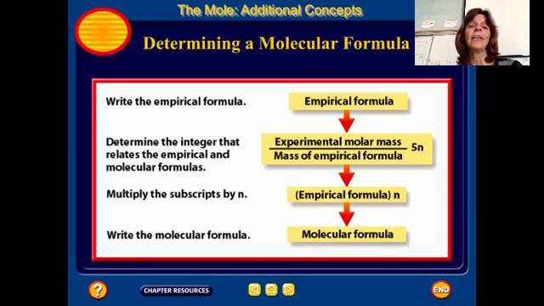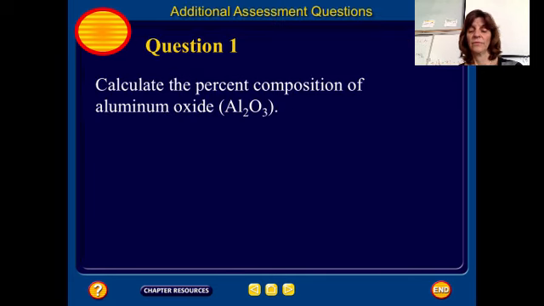So if we want a molecular formula, you take the molecular mass, divide it by the empirical formula mass, and you should get some integer. Take the empirical formula times that integer, and you've got your molecular formula.